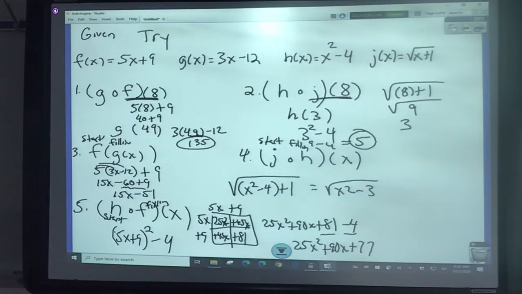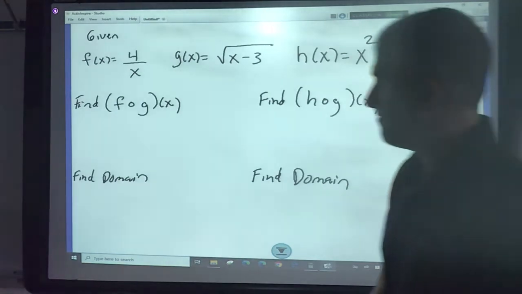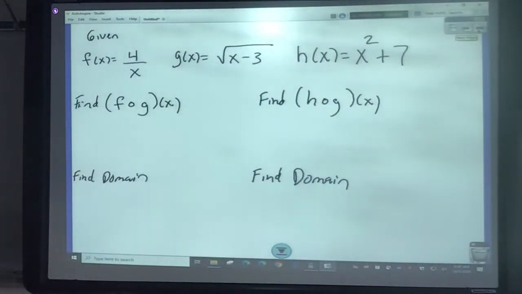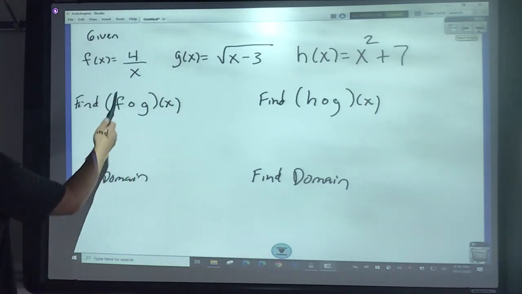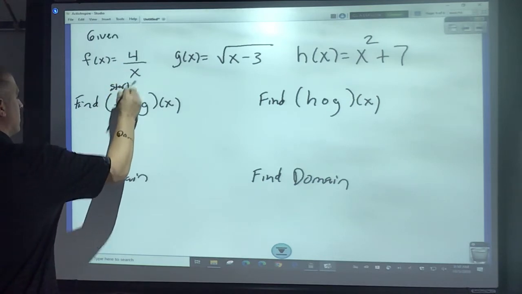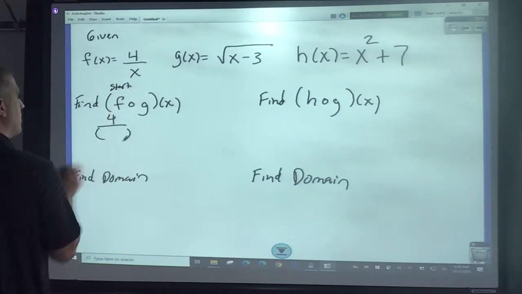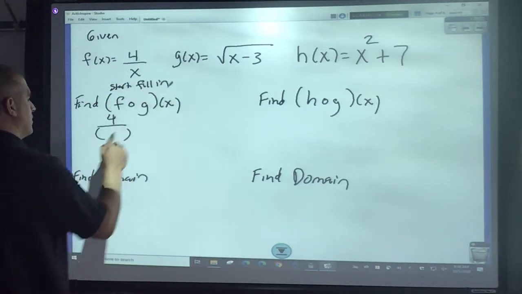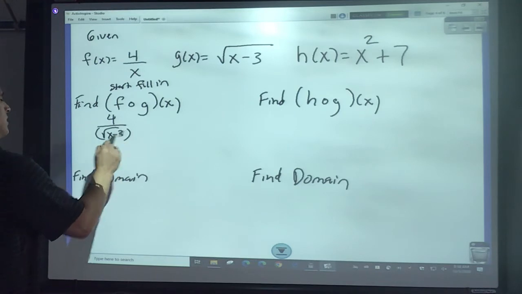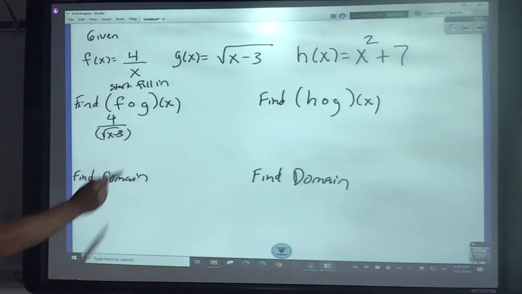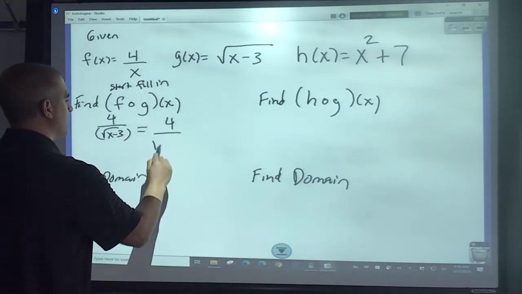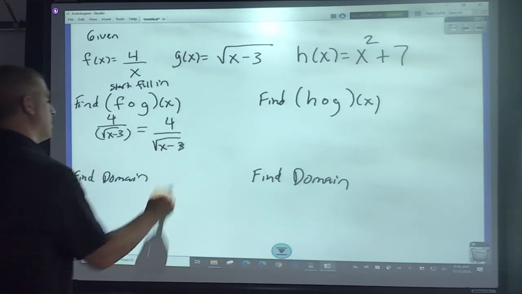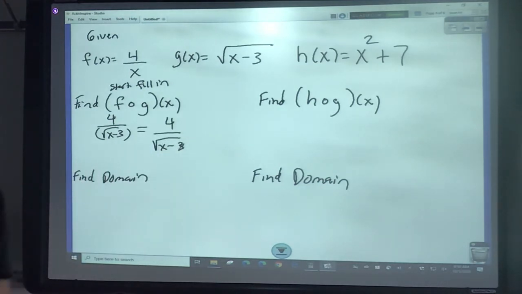Now we're going to talk about finding composition and then finding the domain of that composition. Now, this one, just like before, this is going to be my start function. So I got 4 over, I'm going to put a space where x is. This is going to be the fill-in function. Now, there's no operation that can take place, so this would just be my result. Okay, so let me talk about domain.